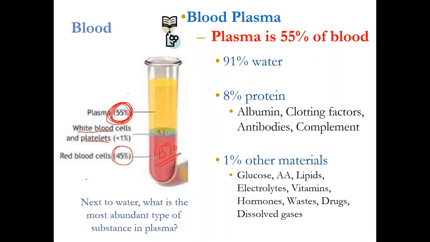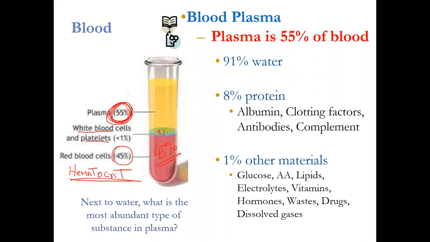And how do we call that? We call this the hematocrit. So what is hematocrit? Hematocrit is the percentage of red blood cells in the blood. That 45% of the blood is called the hematocrit. It is the percentage of red blood cells that compose the blood.